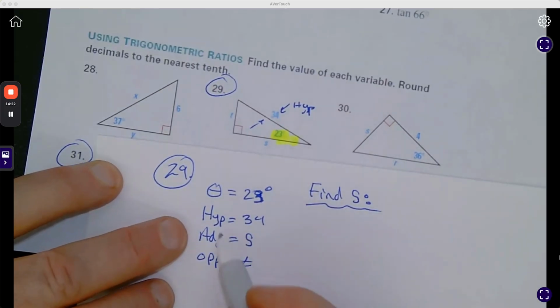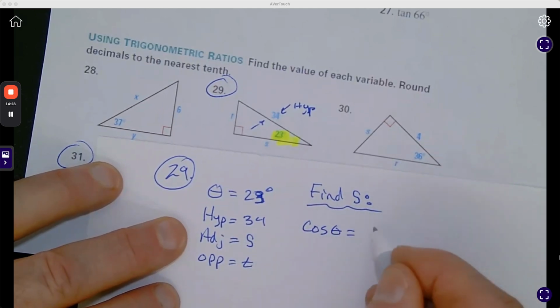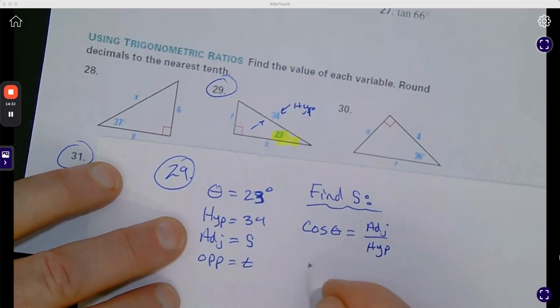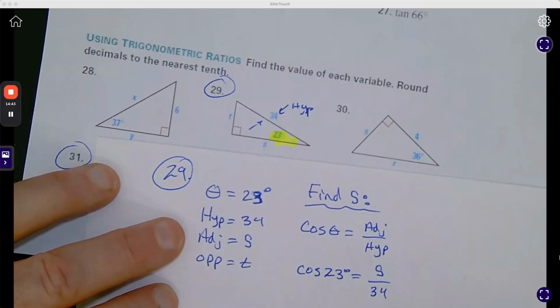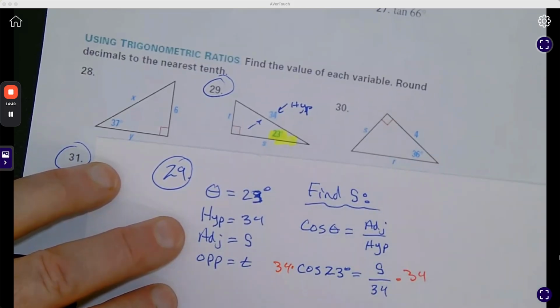Okay, notice we have a hypotenuse and adjacent. That's going to be cosine. So the cosine of theta equals adjacent over hypotenuse. You got to get that from your notes. Substitute in what you know. You know the angle. You don't know the adjacent. And you know the hypotenuse. Multiply both sides by 34. That's the inverse operation for dividing by 34. Your goal is to get S by itself.